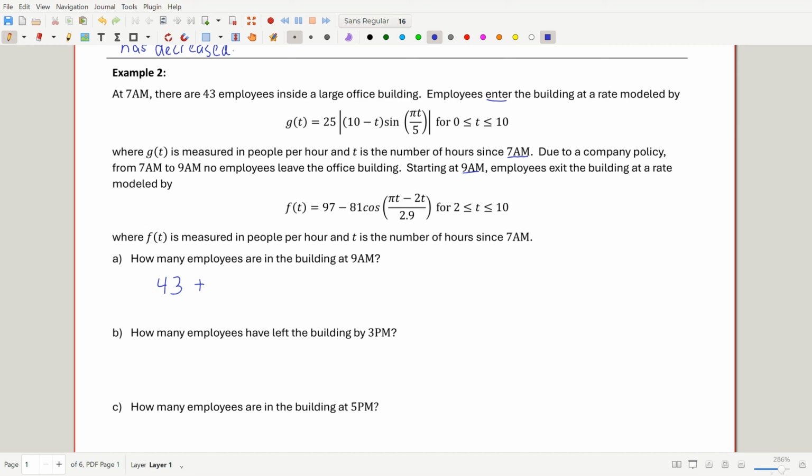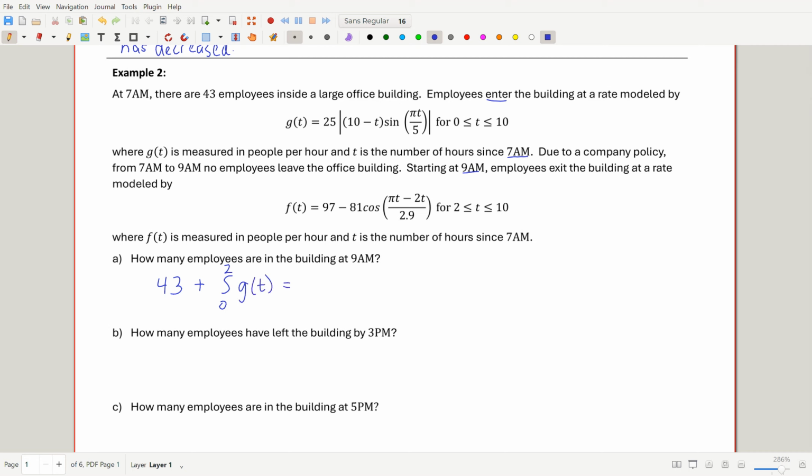So how do I figure out how many employees entered the building between 7 a.m. and 9 a.m.? It would be from 0 to 2, because 7 a.m. is your starting time. Yep, T is the number of hours since 7 a.m. So we'll integrate from 0 to 2. We're going to integrate G of T because that's how many entered.